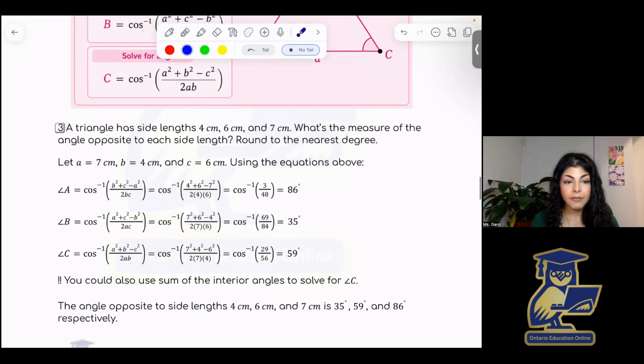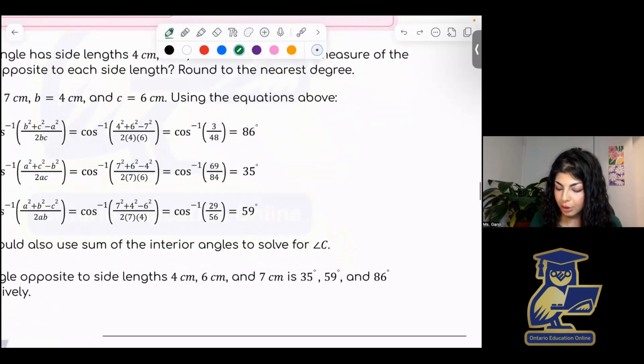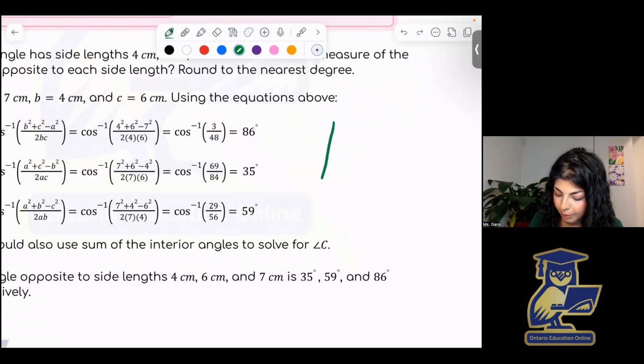And finally, angle C. Here I did use the cosine law again to show you. So we end up with cosine inverse of 29 over 56, which is 59 degrees. But you could have also used the sum of the interior angles. And of course, we can double check that if you add these three up, you do end up with 180 degrees.